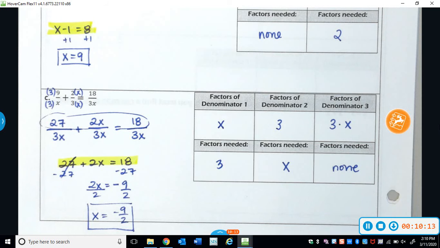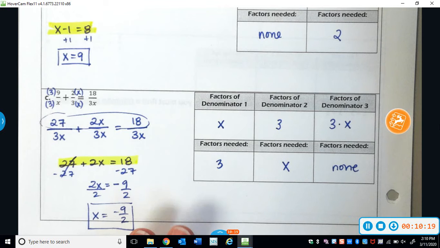So pause the video, try them out, make sure that you're understanding this process, and then come back just to check and see how you did.